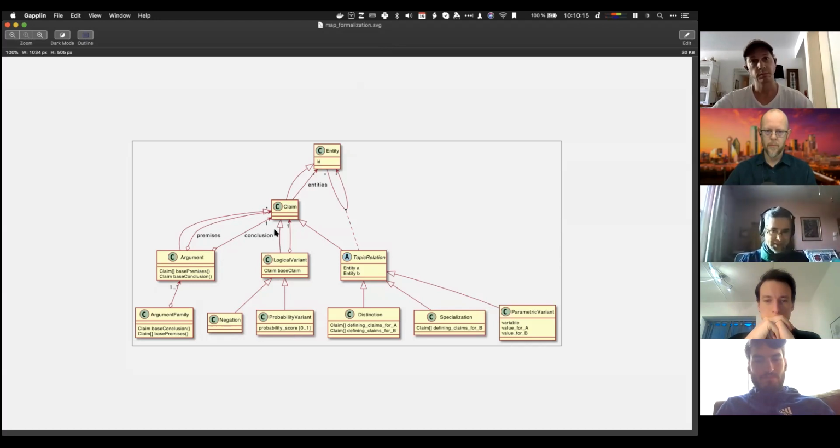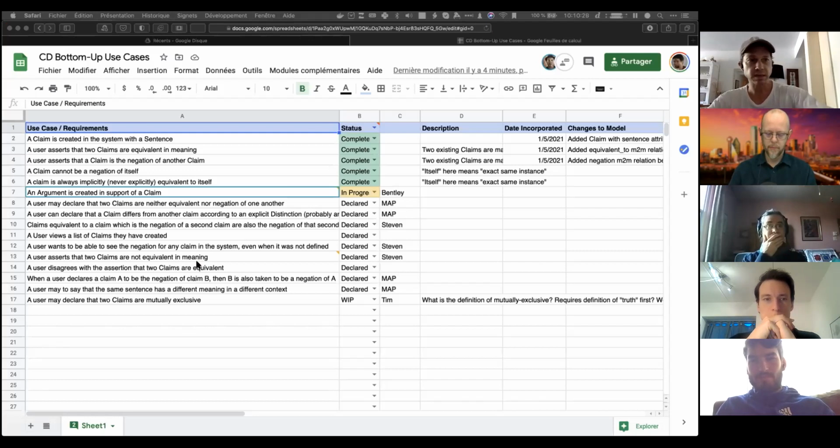The basic case is you have two arguments. One of them has as conclusion the claim, and the other one has as conclusion the negation of the claim. So that would be arguing for and against a claim. That's how.